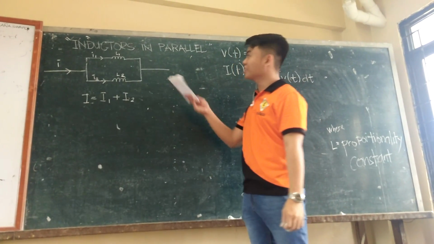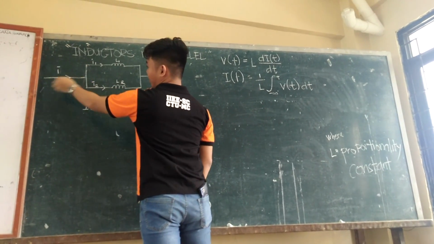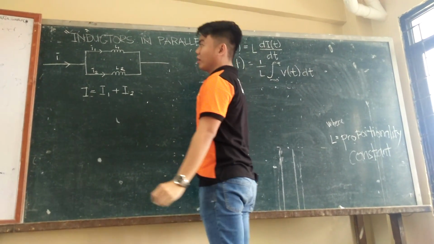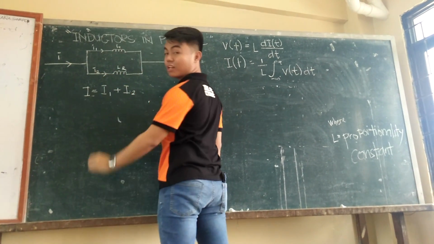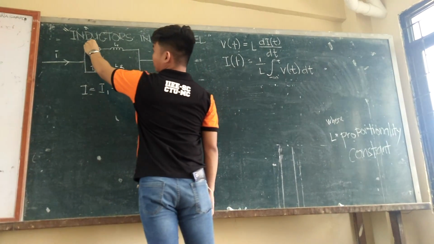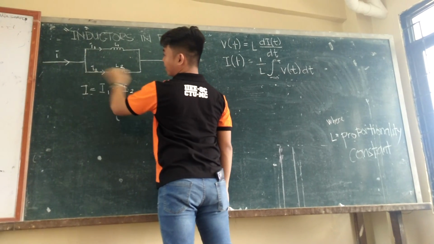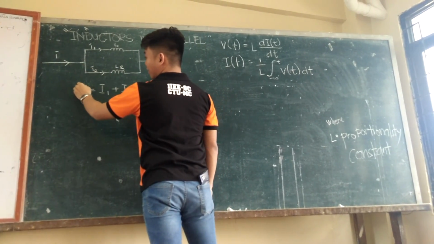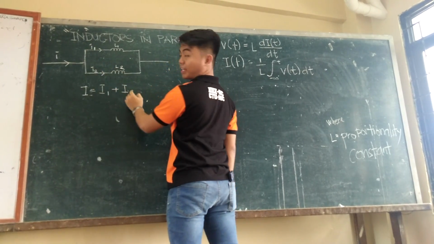Now we will go to inductors in parallel. So we can see here that there are parallel inductors in a circuit. We know that in a parallel circuit, the total current in the circuit will be equal to the current in this branch and the current in this branch. So we can say that total current is equal to I1 plus I2.